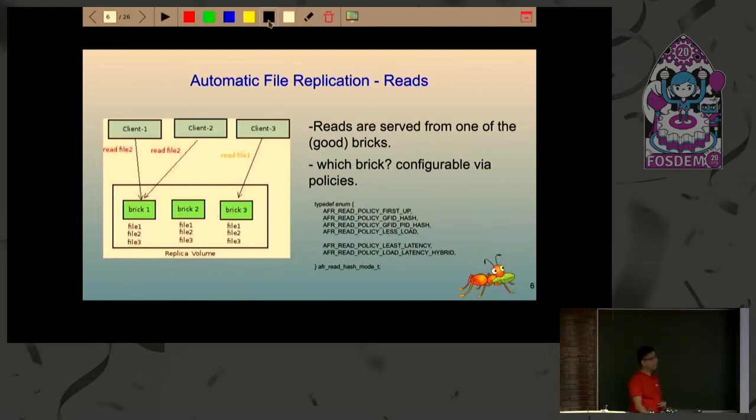The default policy which is used is the hash of the GFID of the file. That means that even though there are multiple clients, if they are accessing the same file, they will go to the same brick. But you can also load balance it using other strategies, like mixing the hash of the GFID and the client PID. The client PID is unique to each client, so you can distribute the reads too.